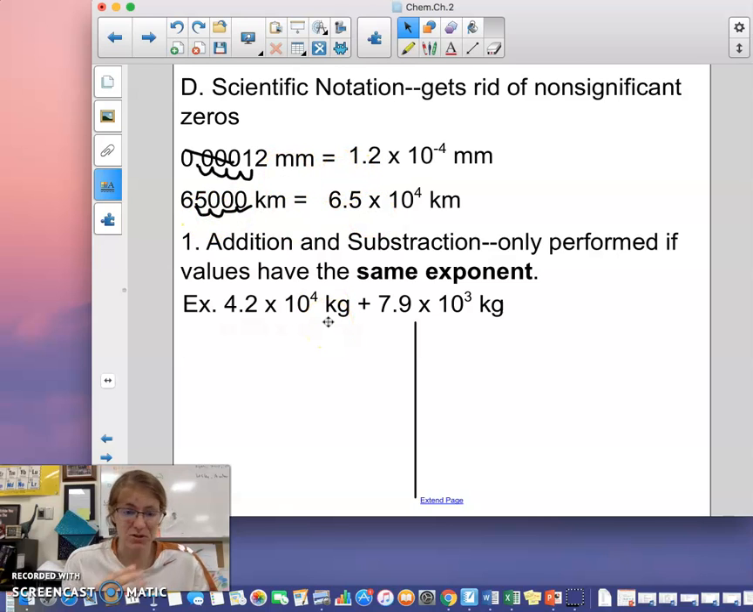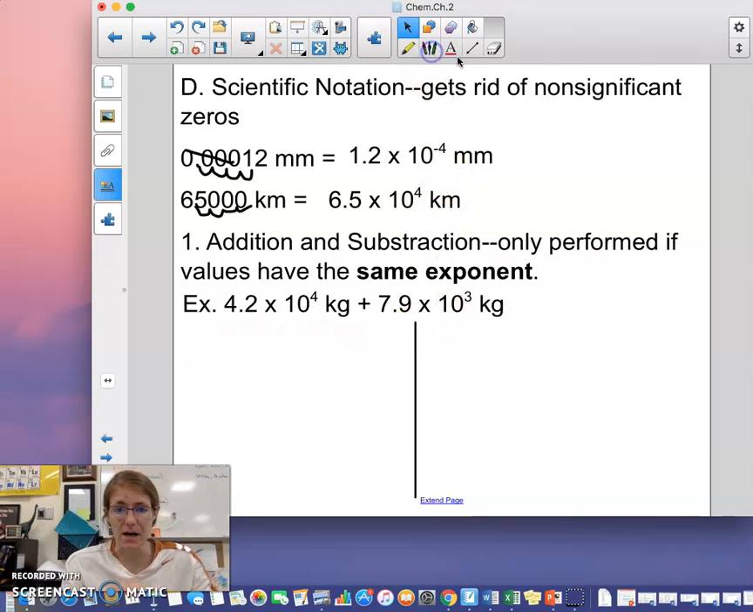Now when you do addition and subtraction, the rules change a little bit. You can only add and subtract exponents if the exponents are the same. So here I have 4.2 times 10 to the 4 kilograms plus 7.9 times 10 to the 3 kilograms. The 10 to the 4 and 10 to the 3, they're not the same. So you need to choose which one you want to manipulate or change so that the exponents are equal. So in this case, I'm going to put both numbers to times 10 to the 4 kilograms. So I'm going to leave this one and I'm going to change this one to 4.